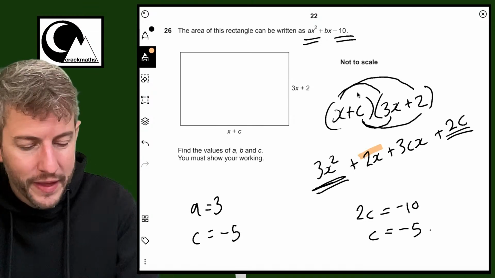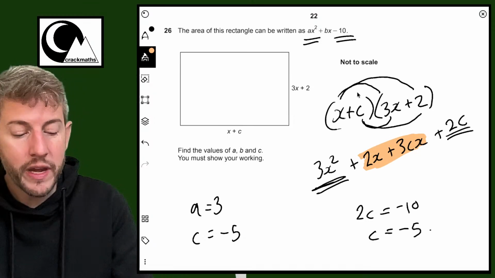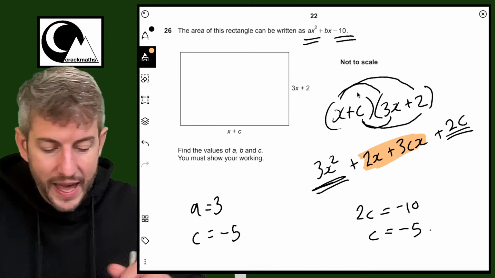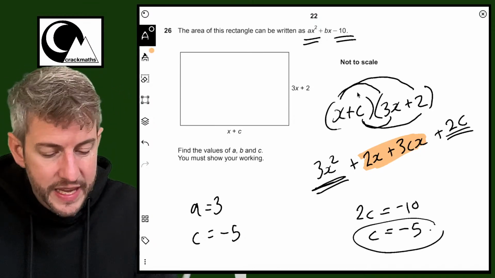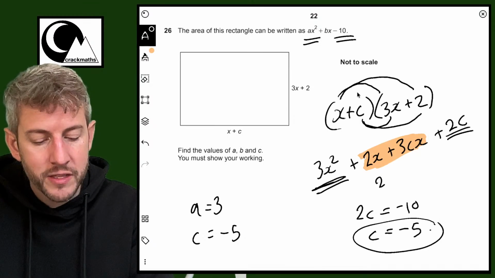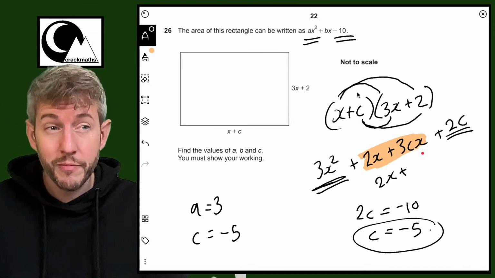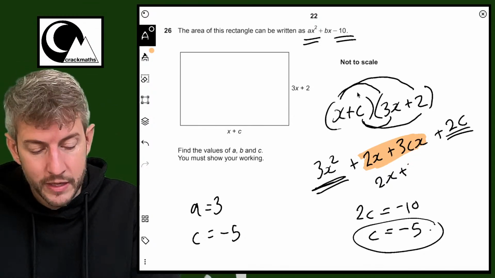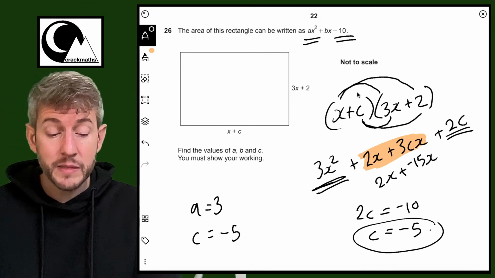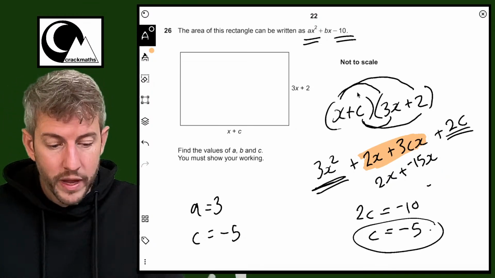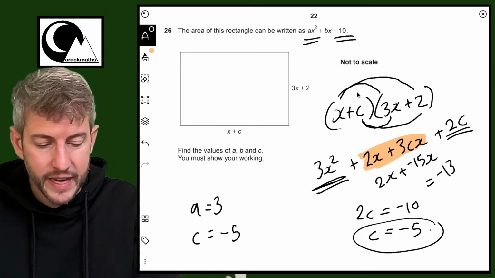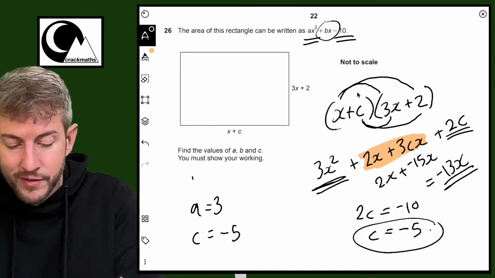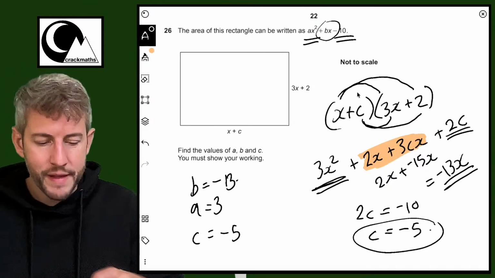And then we've got the funny bit here in the middle. Okay, so we know that 2x plus 3cx, well, that's going to have to match up with the bx. But we do now know that c equals minus 5. So this is like 2x plus 3 lots of minus 5. Well, 3 times minus 5 is minus 15. So we've got 2x plus negative 15x will equal negative 13x. So that means that bx is negative 13x. So b will have to equal negative 13.